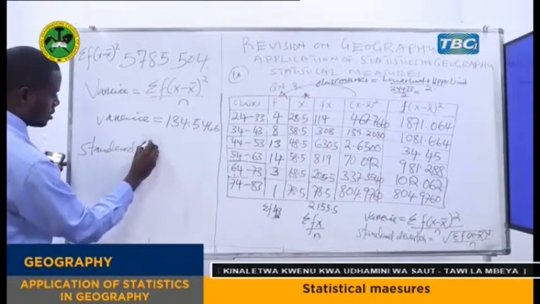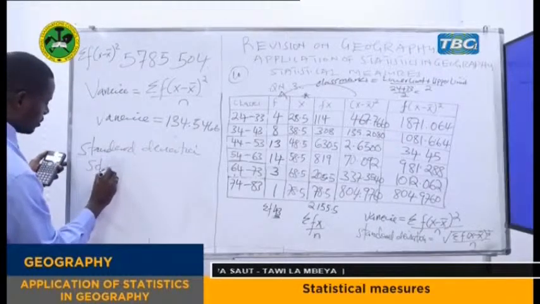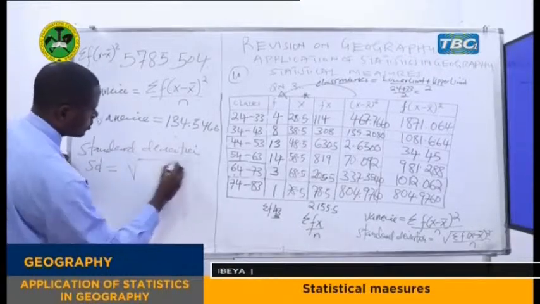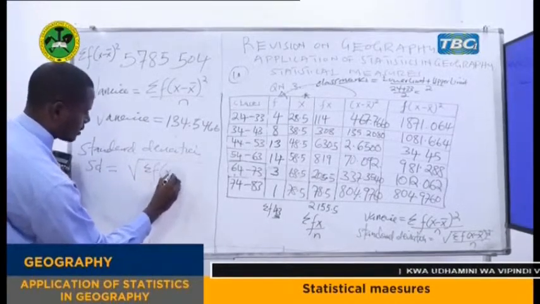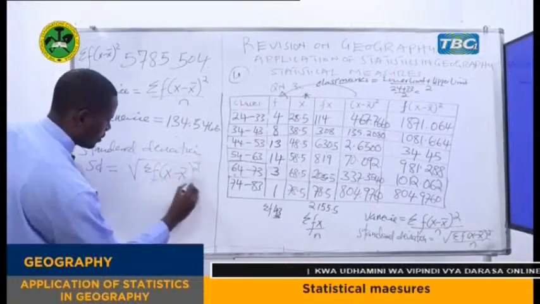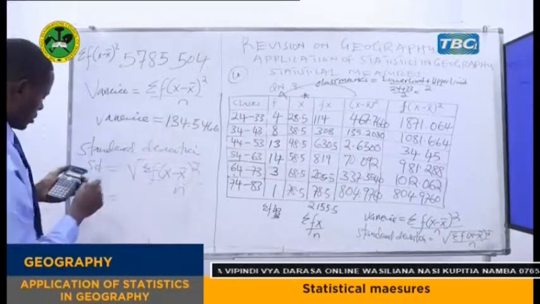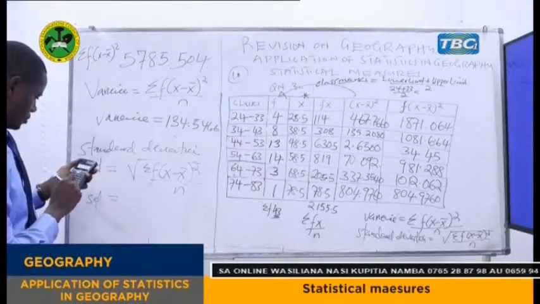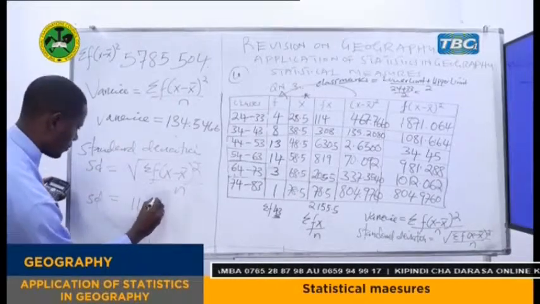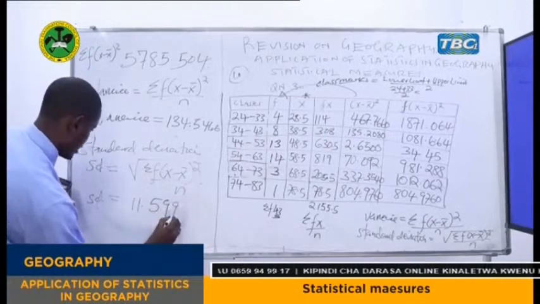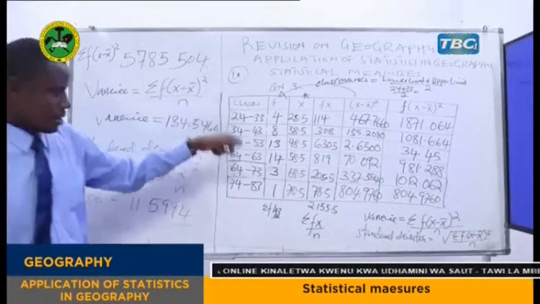Then we go for the standard deviation. We say the standard deviation is given by the square root of the variance. Then we take the square root of the summation of f(x minus x bar) squared, then we divide by n. So for that case, our standard deviation will be, we just root out that one. Then the answer will be 11.59994. So this is the standard deviation for our question over there.